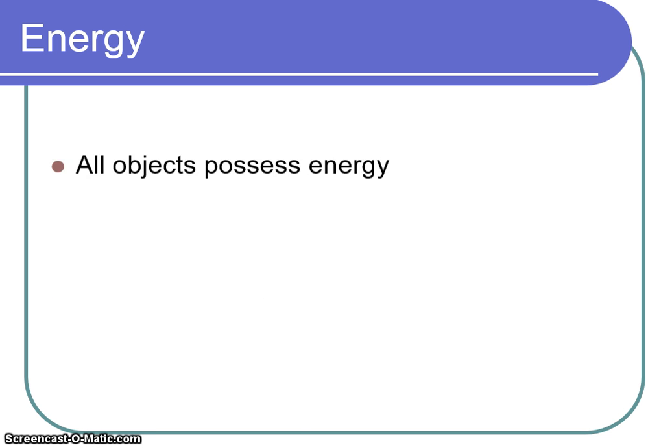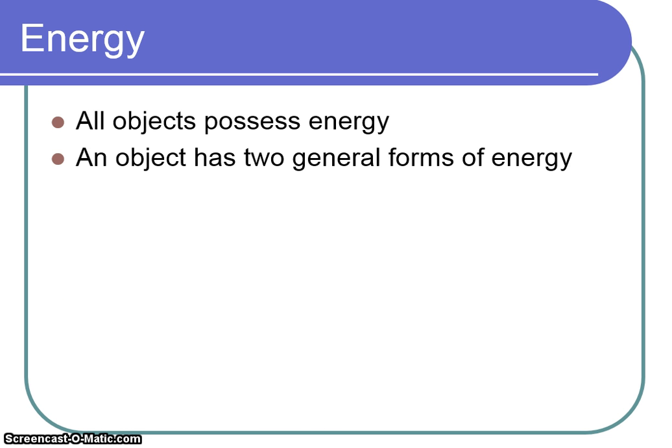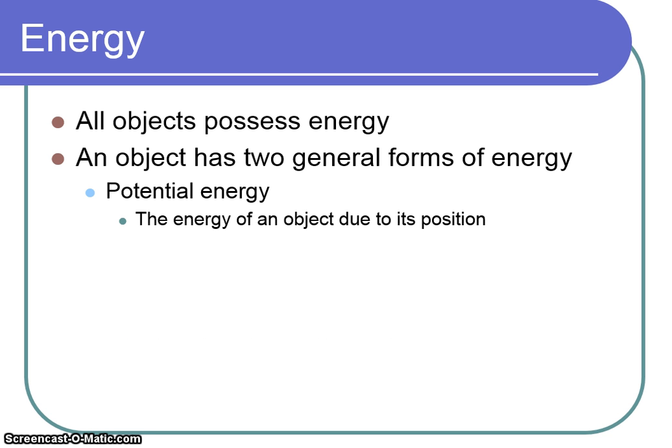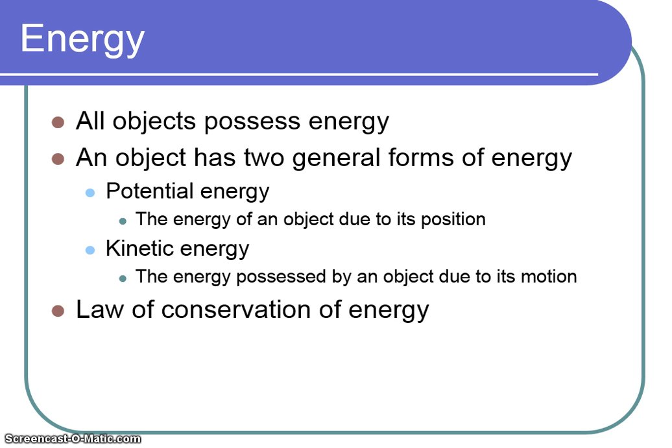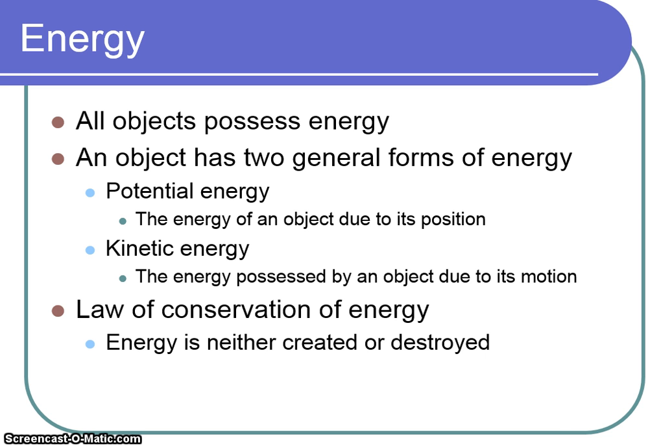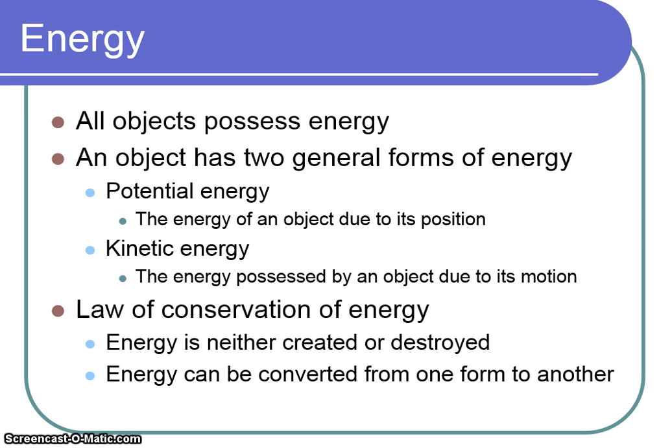Energy, a little quick review of physics. All objects possess energy. There's 2 general forms of energy that objects have, and your physics teachers would like you to remember. Potential energy is the energy of an object due to its position, and kinetic energy, the energy possessed by an object due to its motion. And then the law of conservation of energy. Energy is neither created nor destroyed. And this is just a quick little review from physics because we're going to be dealing with the transfer of energy in this course. Energy can be converted from one form to another, and we're going to look at a lot of those conversions, especially in the form of heat. We'll have a whole unit on heat energy.